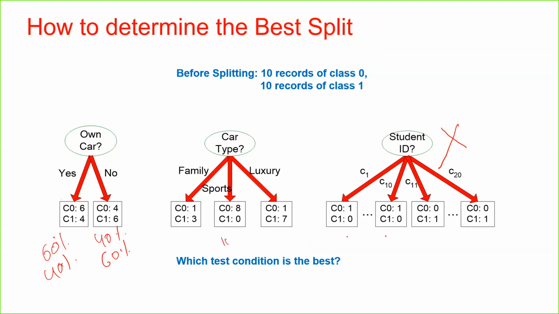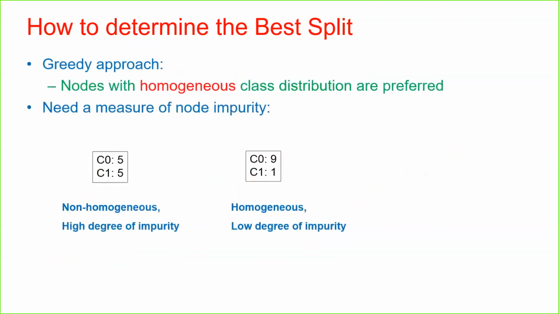See here, 100% class 0. Here around 87% class 0, here around 75% class 1. So which one of these two attributes is making the data more pure? Card type or own card? Card type, right? So the card type is making the data more pure.